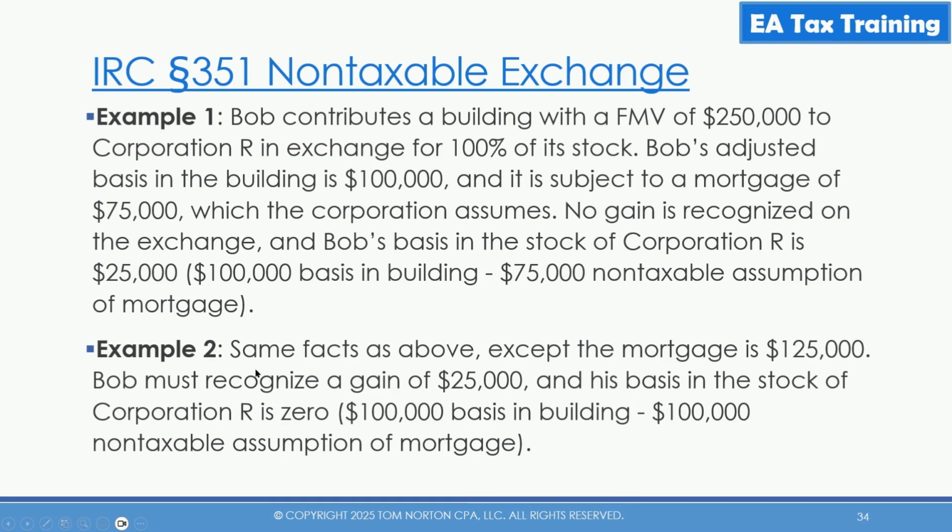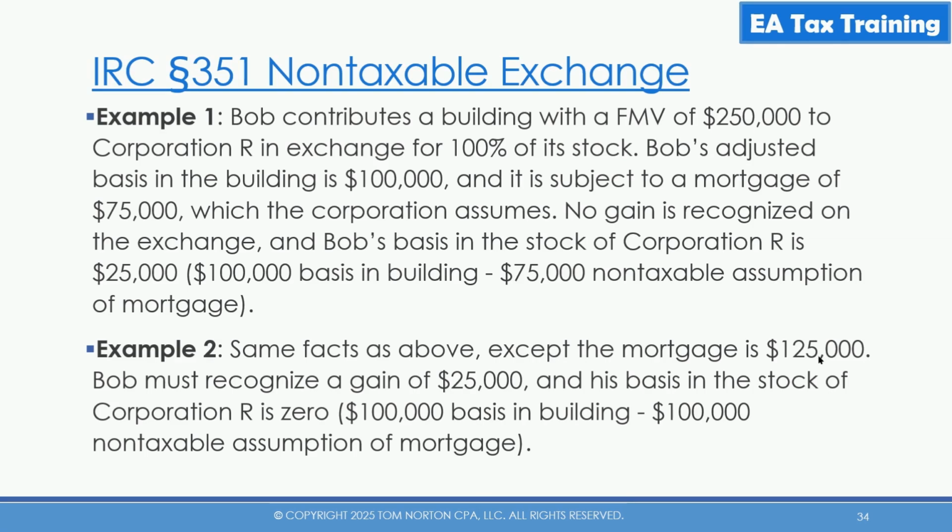Example 2. Same facts as above, except the mortgage is $125,000. In that case, Bob must recognize a gain of $25,000 and his basis in the stock of Corporation R is 0. So he has to recognize a gain because his adjusted basis in the property was only $100,000 and it had a mortgage of $125,000 that the corporation was assuming. So that's a gain for Bob.